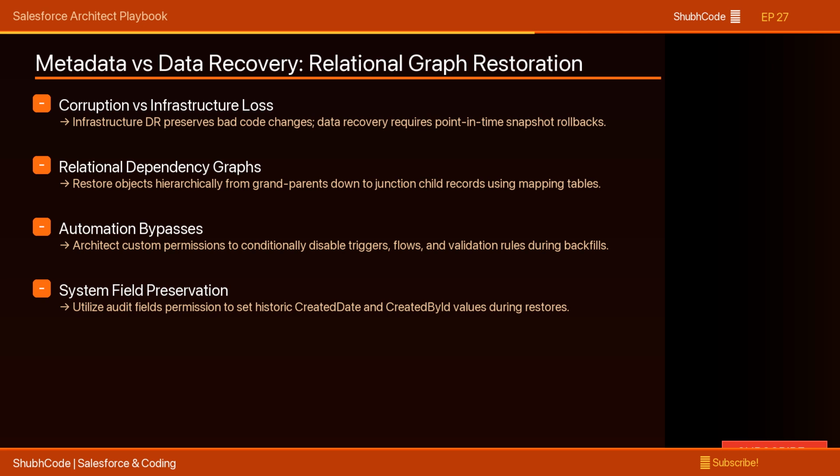Restoring relational data is extraordinarily difficult due to parent-child foreign key dependencies, self-referential lookup fields, and system-managed fields like created date. When restoring, you must insert parent accounts first, capture new system auto-generated IDs, remap parent IDs onto child contact records, and temporarily disable Apex triggers, validation rules, and record-triggered flows. Failure to bypass automation during data restoration will ignite recursion, exhaust governor limits, and generate millions of unwanted outbound notifications to customers. Always document explicit object dependency trees before disaster strikes.